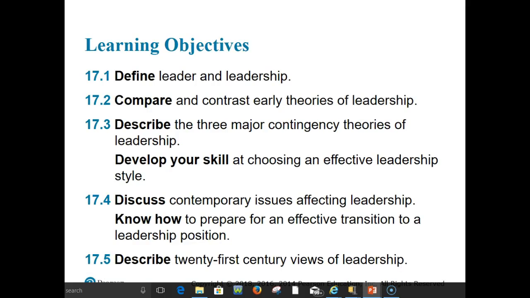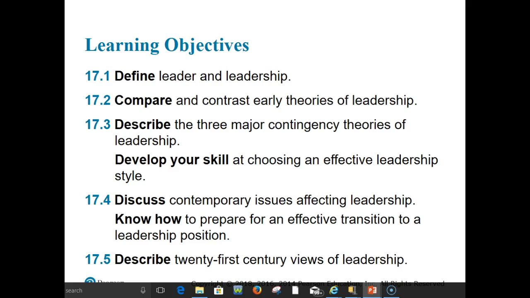First, we're going to cover the learning objectives for Chapter 17. We are going to define leader and leadership. Then we're going to compare and contrast early theories of leadership. We're going to describe the three major contingency theories of leadership. We're going to develop your skill at choosing an effective leadership style. Then we're going to discuss contemporary issues affecting leadership. Know how to prepare for an effective transition to a leadership position. And then we're going to describe 21st century views of leadership.